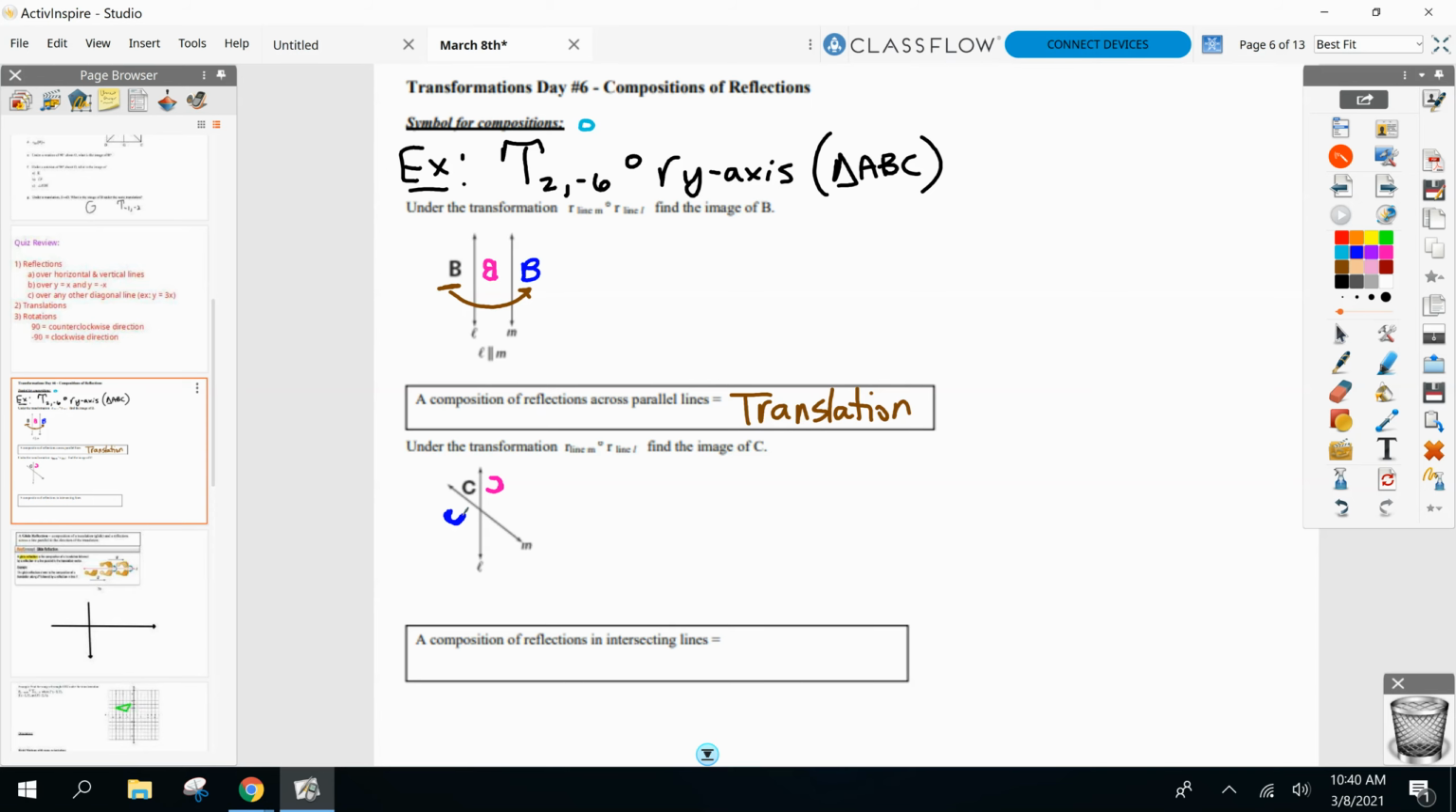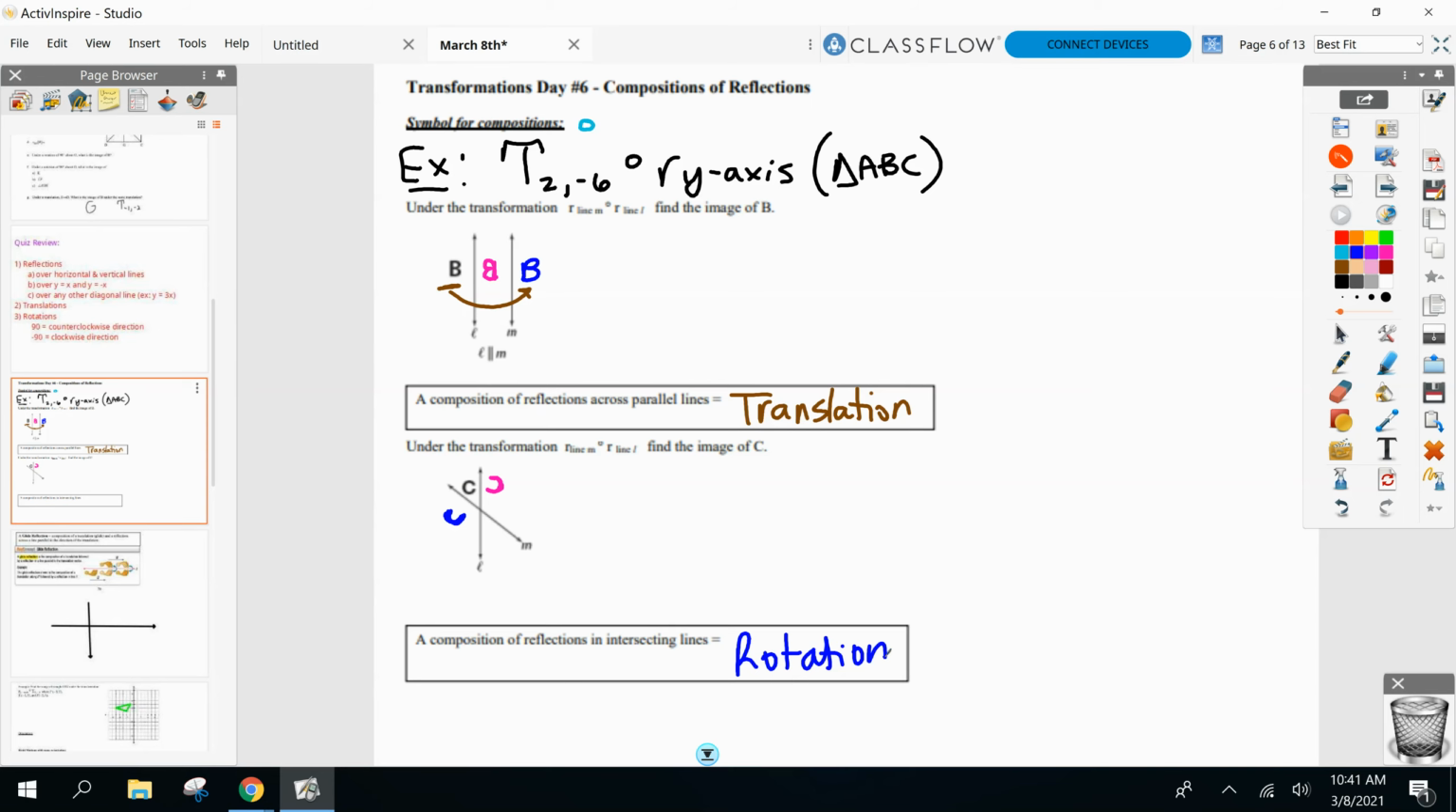Not a translation, right? Because there's no way I could move up, down, left, and right to match those up. What could I have done instead? Turn it, a rotation, yes. So now, anytime you reflect over two intersecting lines, it's the same as doing a rotation. Will we ever have to specify how many degrees? Now, just know that when I reflect over two intersecting lines, that's equivalent to a single rotation. All right.